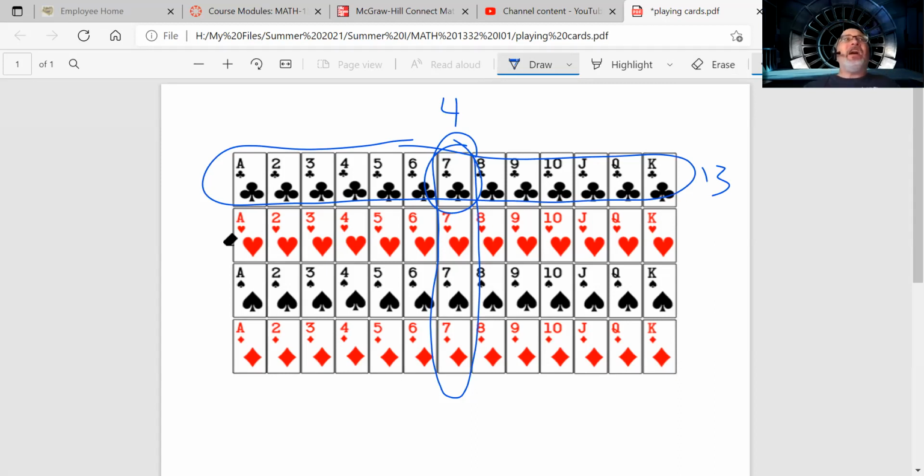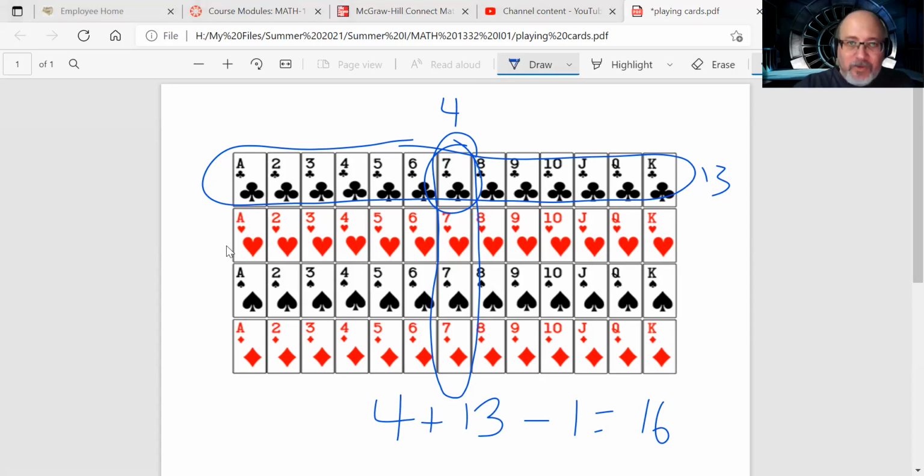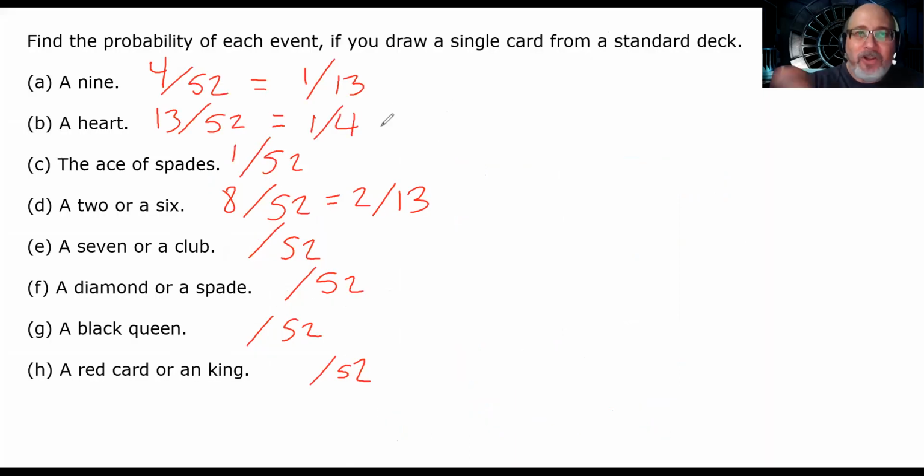And if you're starting to have flashbacks of cardinality of the union of 2 sets, it's not a coincidence because in set theory, or means union. But regardless, there are 16 cards here. The 4 7s, the 13 clubs, but the 7 of clubs got counted twice, so we have to subtract it once for a total of 16 cards. Which means the probability of getting a 7 or a club is 16 out of 52. We can reduce both sides by 4 to get 4 out of 13.